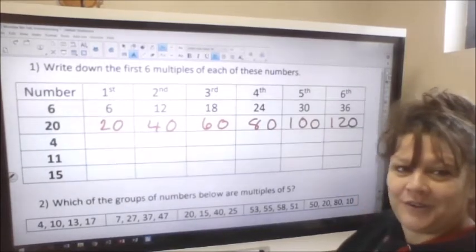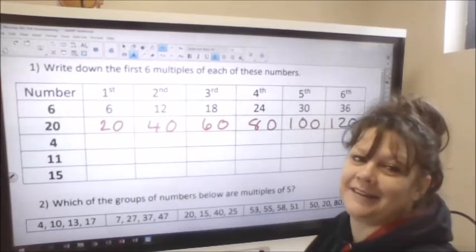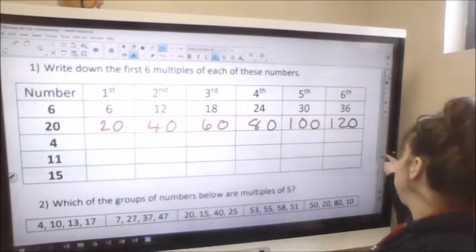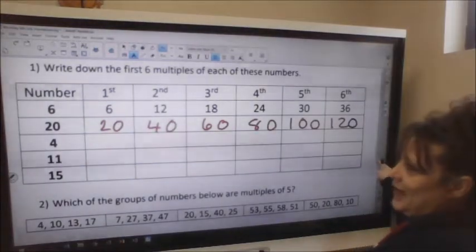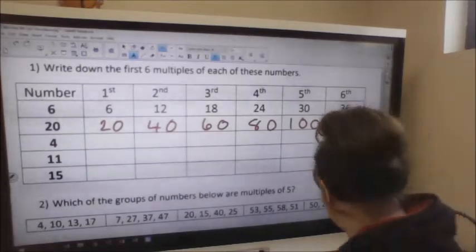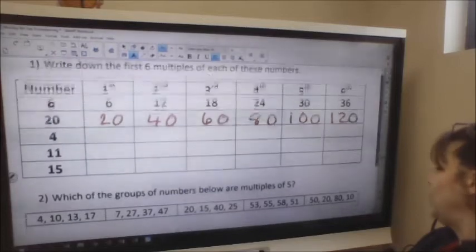Okay, how did you do then? Hopefully you have got lots of right answers in there, and I shall look forward to seeing what you have come up with. So let's have a little look at the next little section then. Okay. I'm just going to scroll the board up so we can see.